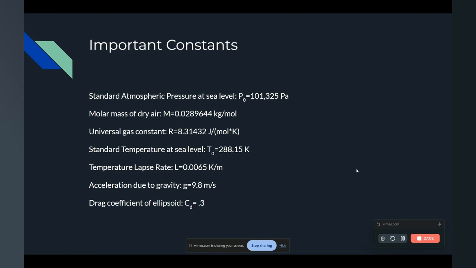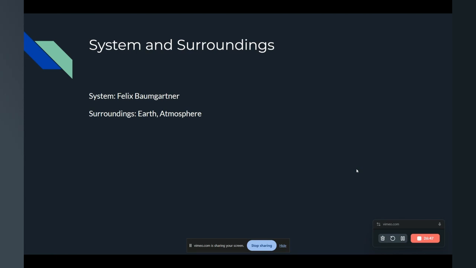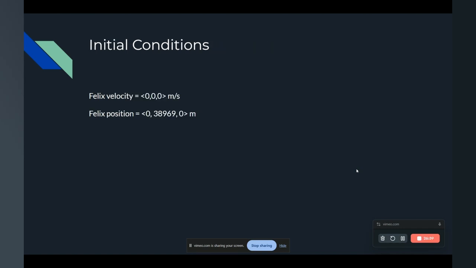When I looked up what the drag coefficient of an ellipsoid typically is, I was told that it was between 0.1 and 0.3. I took the higher end of that because there's a lot of error, and he's not a perfect ellipsoid, so he's probably going to have more drag generally. So I went with 0.3. Obviously the system is Felix jumping, and his surroundings are the atmosphere and Earth. Initial conditions: Felix's velocity is 0 meters per second. His position, I said only in the y direction at the maximum altitude.